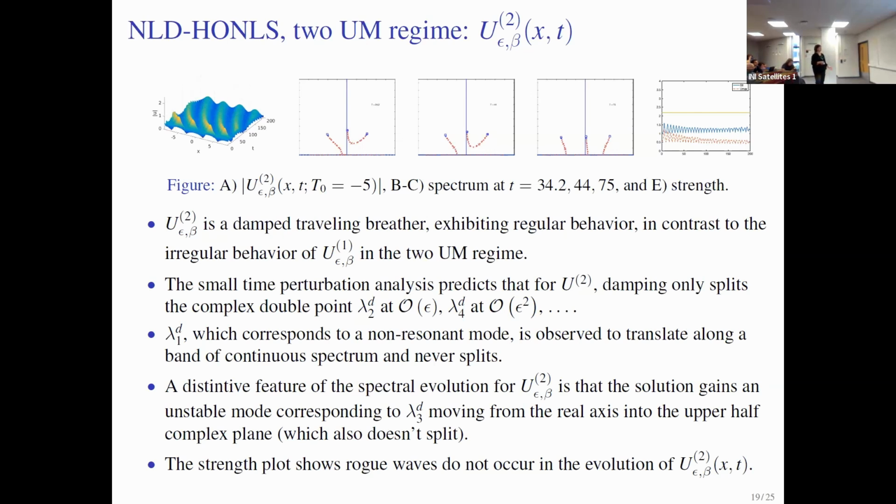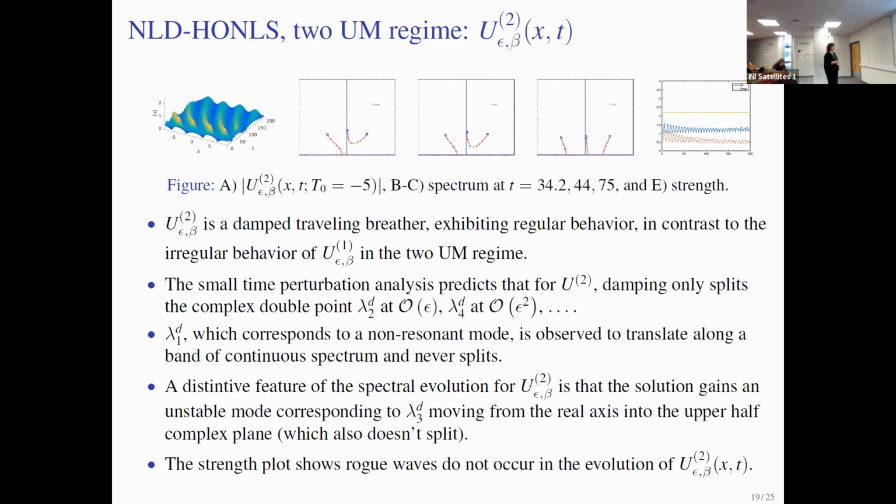And so I'm not showing the spectrum initially anymore. The spectrum for all of these cases initially is the two double points. And so, you see that at a later time, your bands of spectrum have opened up. Your complex double point that corresponded to lambda 2 opened up, and you then had these two bands of spectrum form. And the perturbation analysis tells you that the complex double point lambda 2 will be opened at order epsilon, lambda 4 at epsilon squared, but lambda 1 won't be split at all. And you actually see that in the experiments.